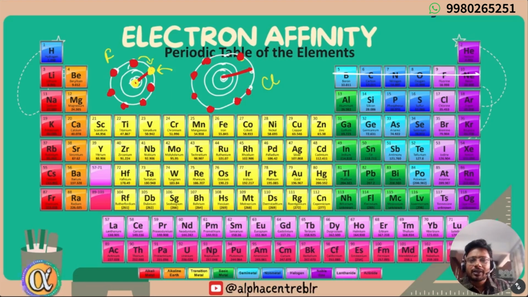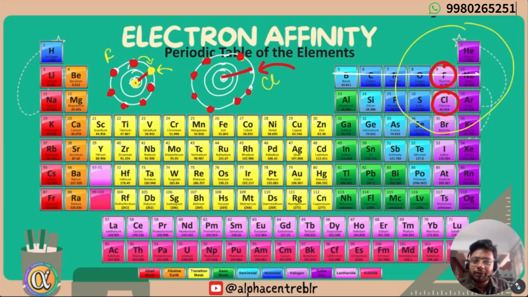Coming back, see what happens. Simple. In comparison to period 2, period 3 has higher electron affinity because though they have bigger size, electronic repulsions are less for the incoming electron. Am I clear? This explanation is just for your understanding. So period 3 elements have higher electron affinity, and they just directly ask you which element has the highest electron affinity. It's in one of these corners, but it's not helium and it's not fluorine. It is chlorine. Clear?